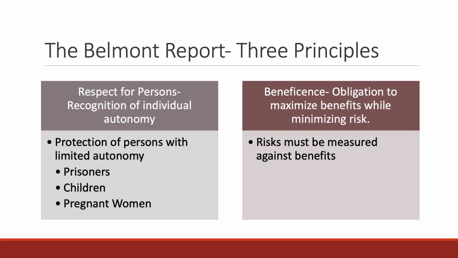The Belmont Report is a foundational document in research ethics. It outlines three essential principles that guide ethical research involving human subjects. These principles are respect for persons, beneficence, and justice, just as you heard in the video. Each principle addresses a different aspect of protecting individuals and ensuring fairness in research.